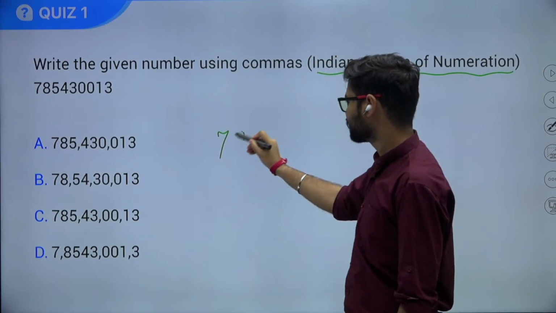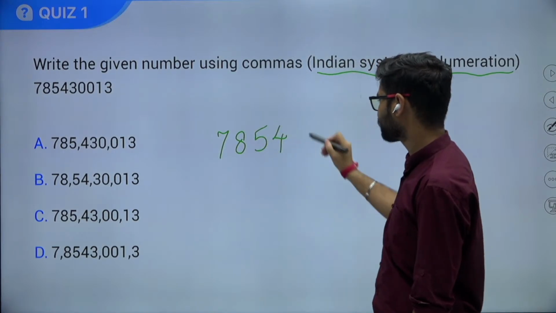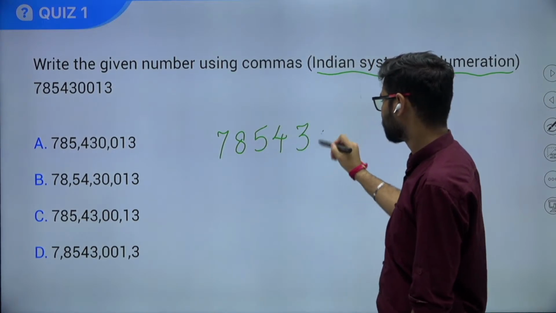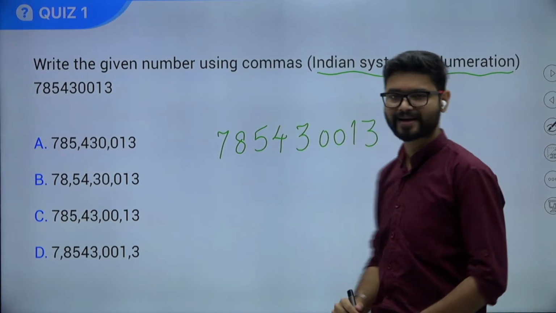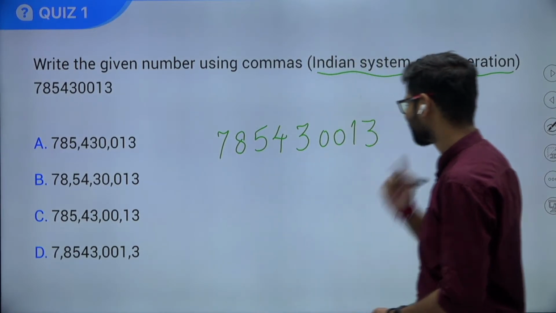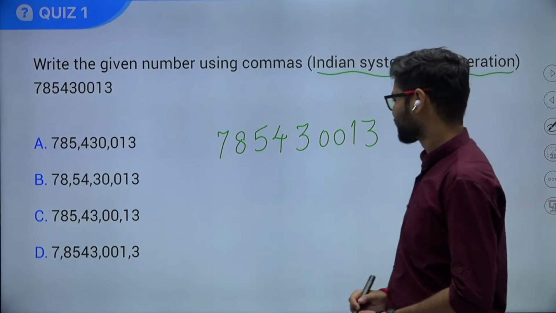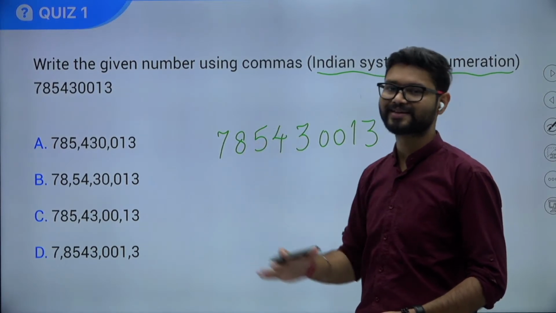7, 5, 4, 3, 0, 1, 3. This is not someone's mobile number. Don't start calling this number. I have taken this random number only. And moreover, it's a 9-digit number. It can't be a mobile phone number, at least in India.